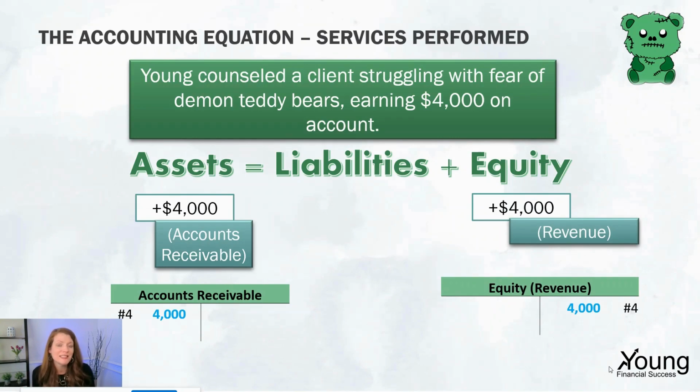But since we already did the work, as we saw in chapter 1, that is when we recognize the revenue. We did our part and we trust that they're going to pay us. So we show it as accounts receivable, but we get to go ahead and show it as revenue. And remember, we always credit revenue when we earn it because it increases equity.